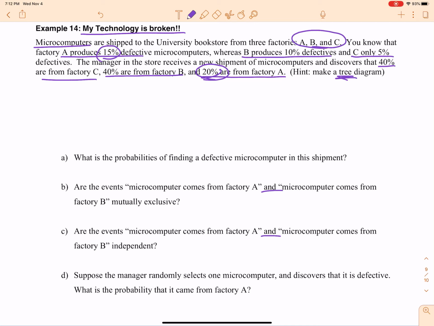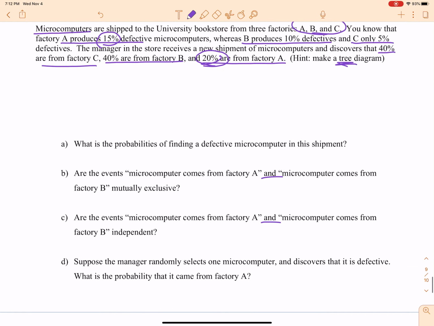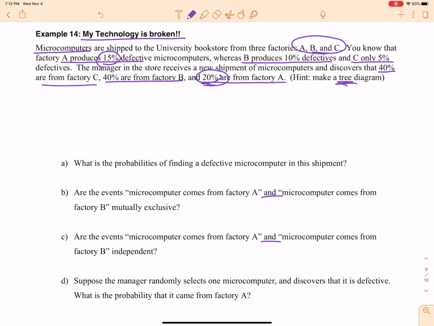This is a strategy just like the Venn diagrams and the tables are strategies. So I am going to start first with where the microcomputers come from. Okay, so if it comes from A, about 20% come from A, B, about 40%, and C, 40%. Now, depending on where they're from, that's how I can decide if they're defective or not, or how I know how many are defective or not.